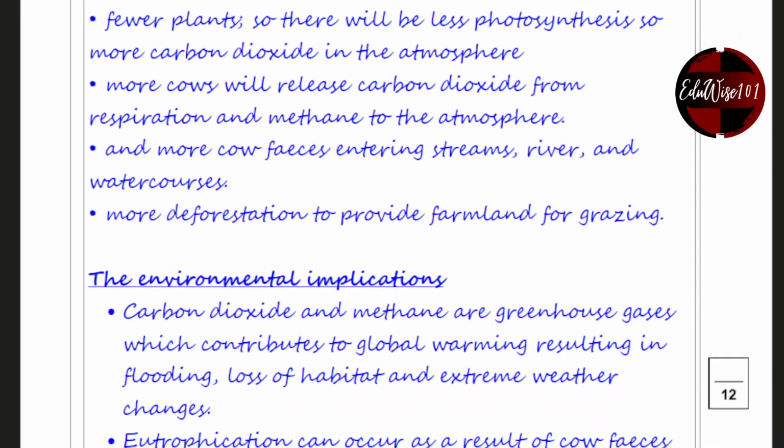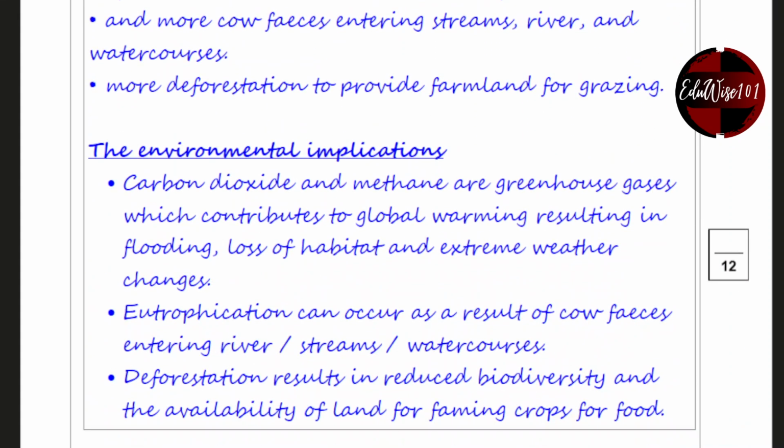What are the environmental implications? Well, carbon dioxide and methane are greenhouse gases which contribute to global warming, resulting in flooding, loss of habitat, and extreme weather changes. Eutrophication can occur as a result of cow feces entering rivers and streams and watercourses. Deforestation results in reduced biodiversity and the availability of land for farming crops for food.